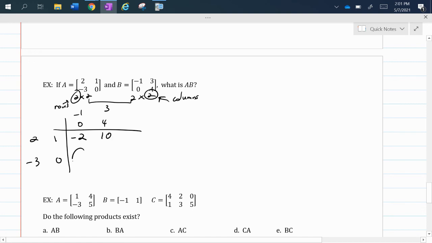And we'll go to the second row, first column now. Negative 1 times negative 3 plus 0 times 0. So that would be 3. And then second row, second column, we'll use the second row, second column. Negative 3 times 3, negative 9, plus 0 times 4 is 0. So that would be negative 9. So my product matrix looks like this.